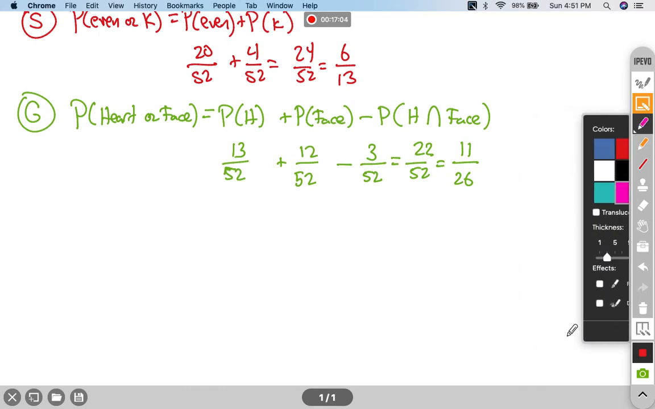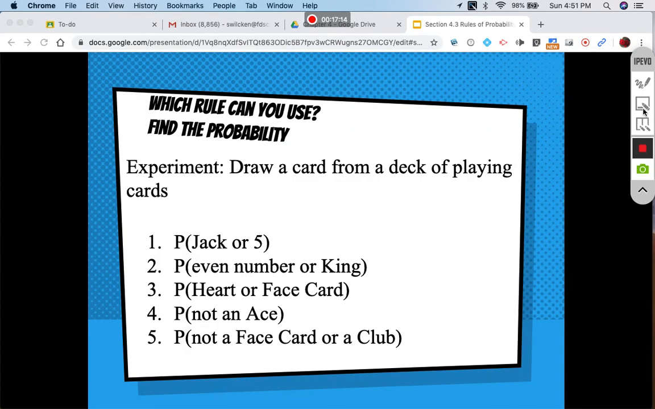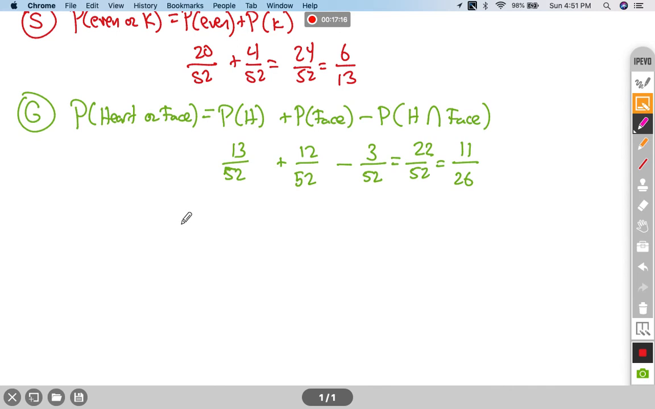Let's come to this one. Next one was the probability of... I can't read my handwriting, so I'll go back to here. Probability of not an ace. So here we're doing the complement rule. So this is 1 minus the probability of being an ace.